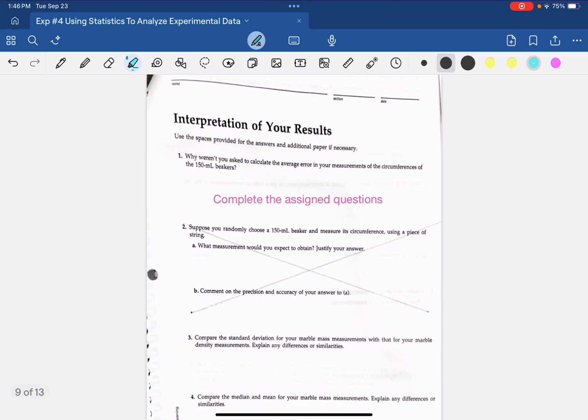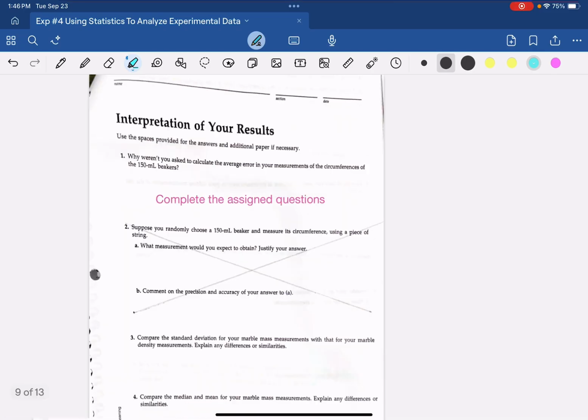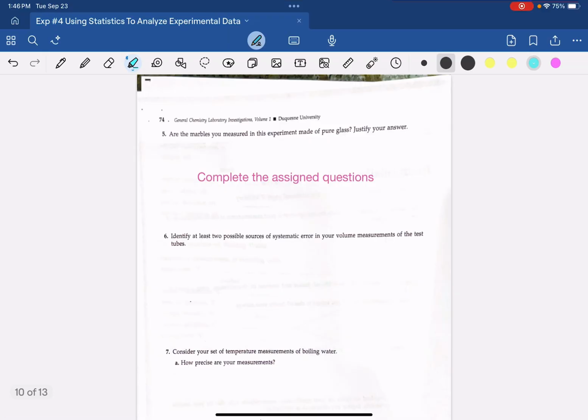Okay. Then you get to the interpretation of your results, which start on page 73. And you will notice that on this particular page, question 2 has been crossed out. As you go to page 74, there are additional questions that you also need to answer, which are worth points.